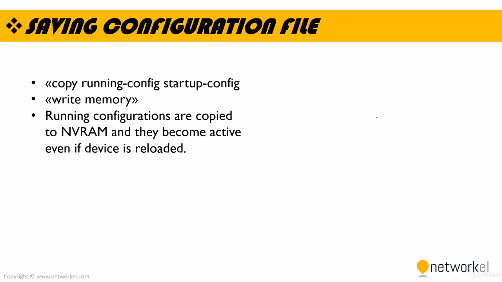And I made my configs on my device. I changed the IP address of interfaces. I set the routing protocol and blah, blah, blah. I did something like that. And after all the configurations that I made, if I want to save my configuration file, I should use the copy run start command, or I should use the write memory command. With these commands, running configurations are copied to NVRAM, and they stay active even if your device is reloaded. So please don't forget to use these two commands when you make a configuration change and want to save it.